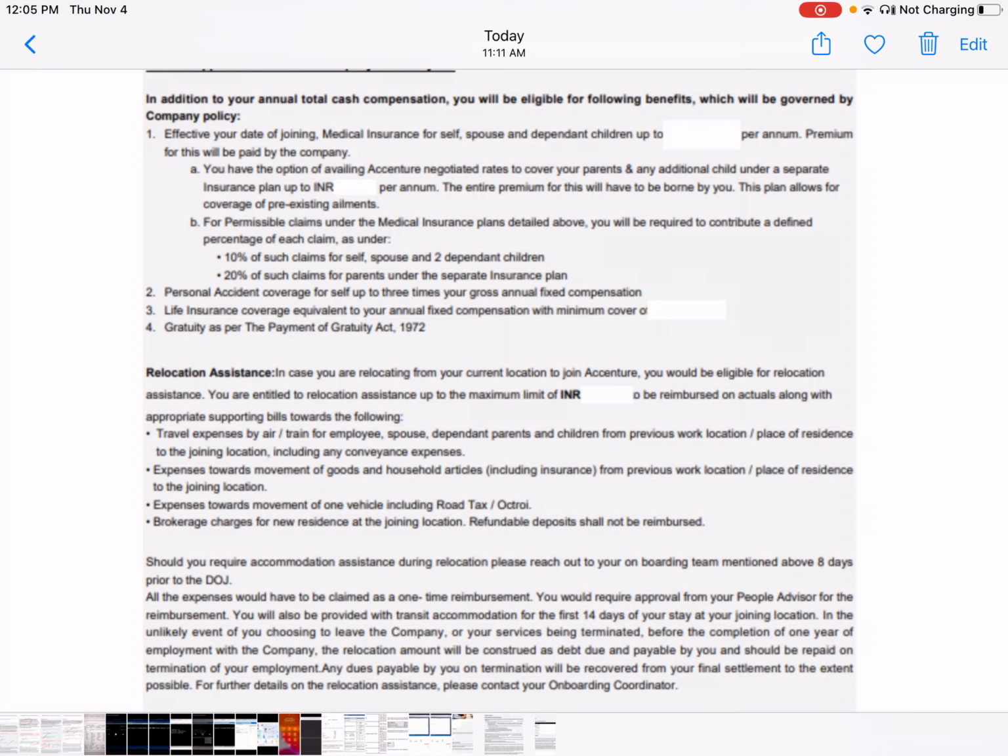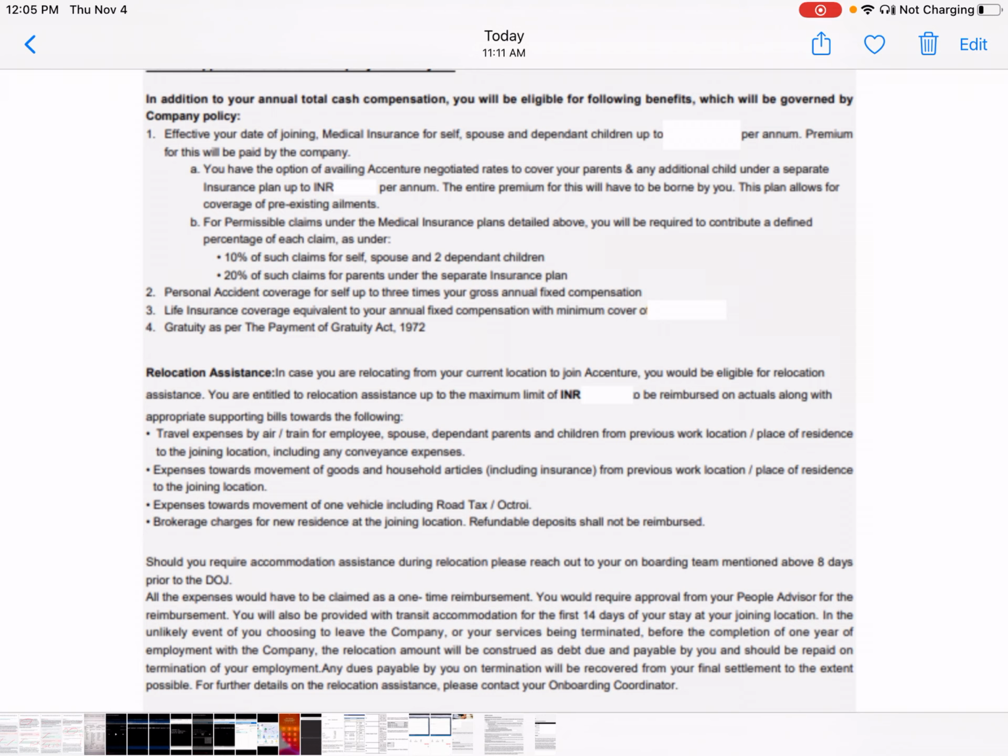So if your medical bill is, say, 1 lakh rupees for yourself, you need to pay 10%. So 90,000 will ideally be borne by the insurer, and you pay 10%. For other family members, the copay amount is 20%. In some companies like TCS, they don't have the copay, but in some companies, in medical insurance, they have the copay. And you'll also get personal insurance coverage, like accidental insurance coverage and term insurance coverage.